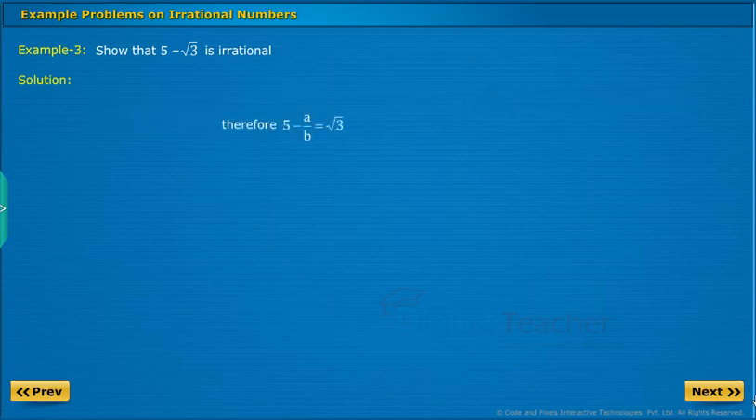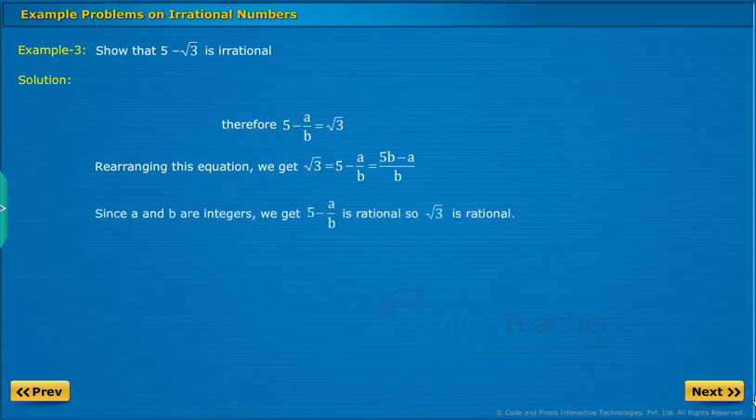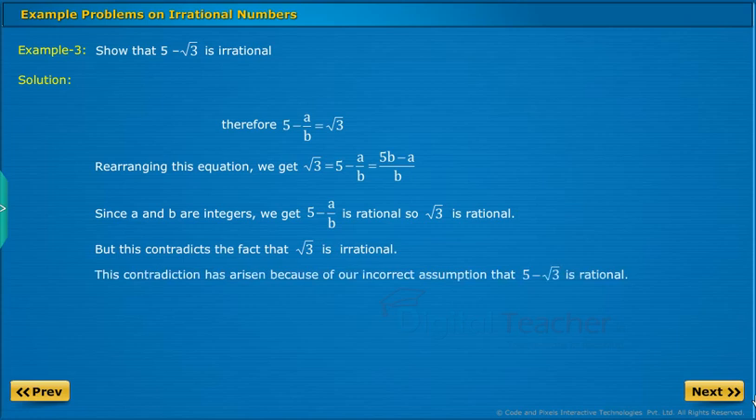Therefore, 5 minus a by b is equal to root 3. Rearranging this equation, we get as shown. Since a and b are integers, 5 minus a by b is rational. So root 3 is rational. But this contradicts the fact that root 3 is irrational. This contradiction has arisen because of our incorrect assumption that 5 minus root 3 is rational. So, we conclude that 5 minus root 3 is irrational.